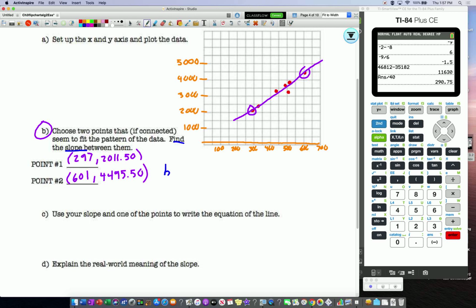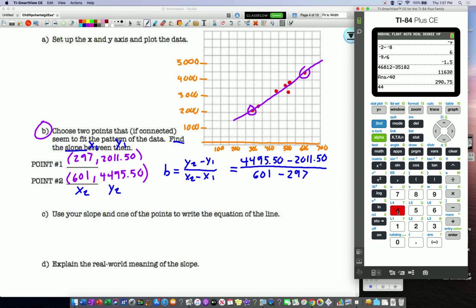Remember, slope is y2 minus y1 over x2 minus x1. So again, this was my first point. Here's my second point. So I get 4495.50 minus 2011.50, all over 601 minus 297. So I have some calculations to do. Thank goodness for calculators here.